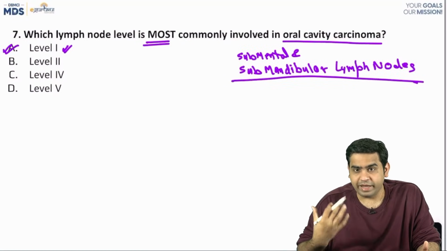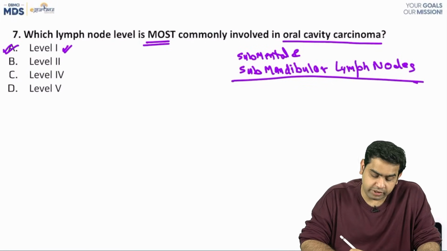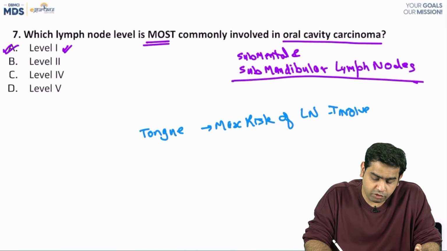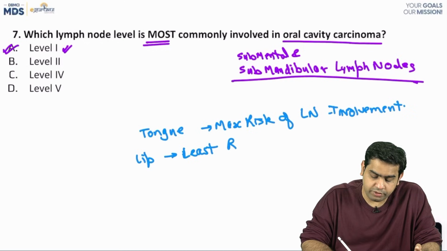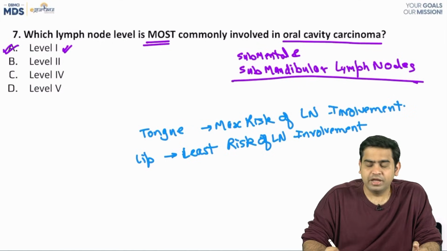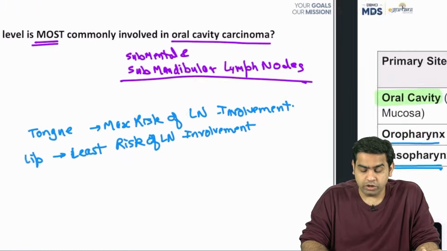Now, out of all the oral cavity malignancies, the one which has the maximum risk of the lymph node involvement is the tongue. Tongue has the maximum risk of lymph node involvement, and the lip has the least risk of lymph node involvement. So lip and the hard palate, these are the ones which have the least risk of the lymph nodal involvement. Okay, so these are the things which you need to remember.